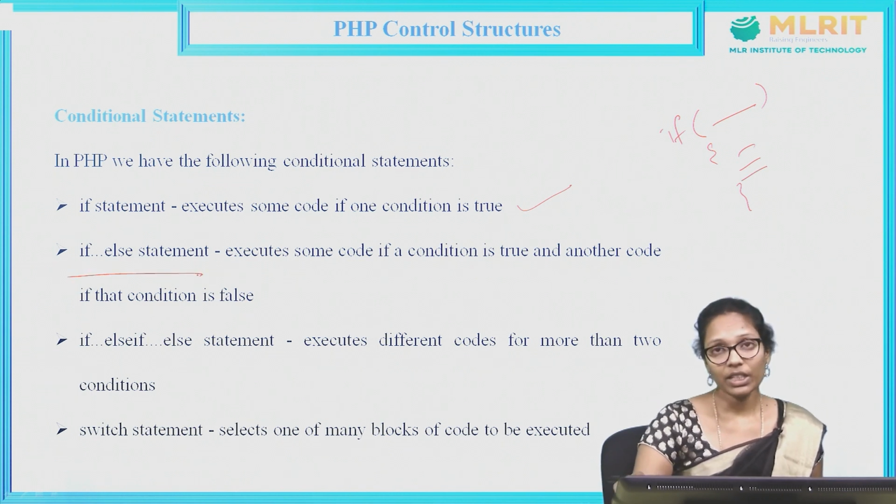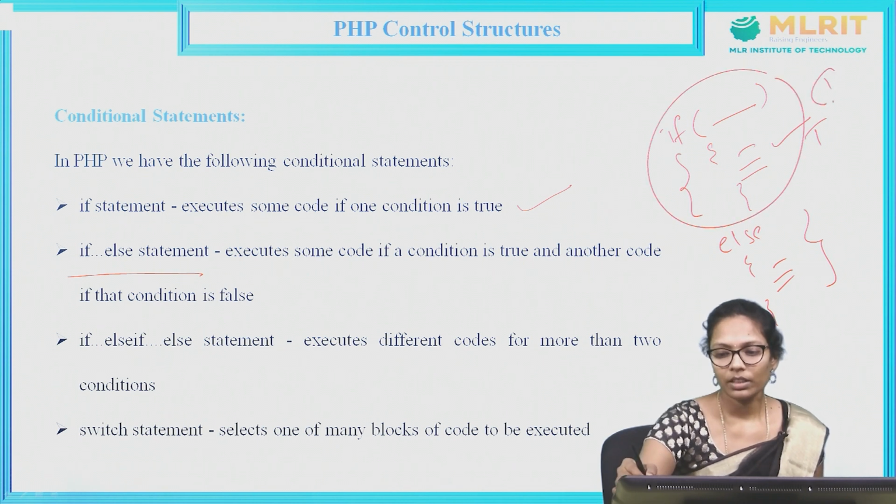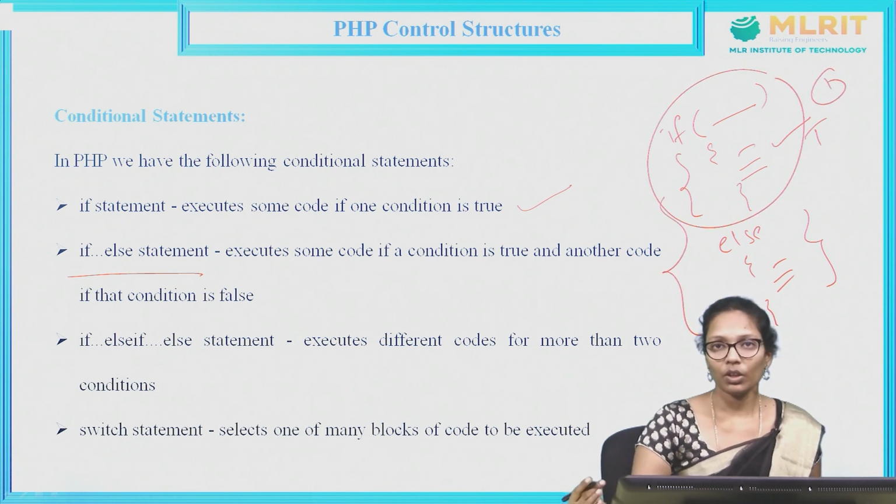If the condition is true, this block will be executed. But what about a false condition? If the condition fails, what happens? I am going to write an else block here. If the condition is true, then the if block will be executed. If the condition fails, then the else block will be executed. So this is for two alternatives based on one condition.